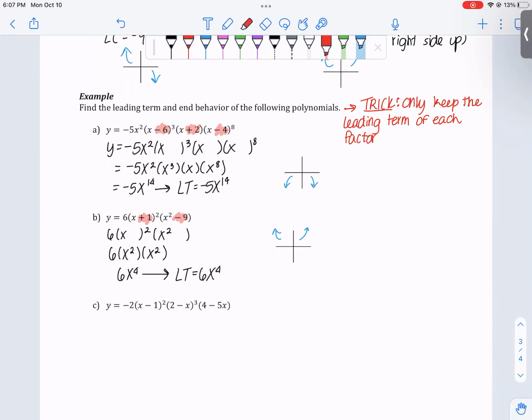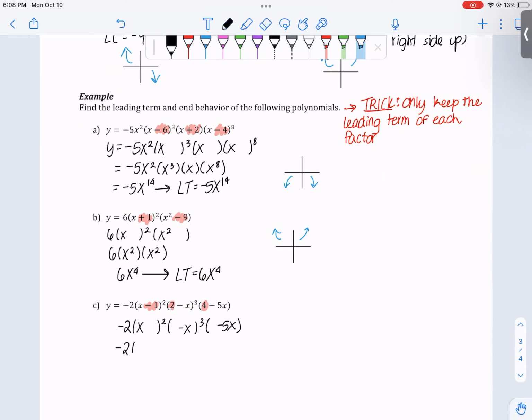Okay. For this last one, we're getting rid of the -1. Ooh, careful on this one. The x is here. Leave the minus on him. We're not getting rid of that. We want to keep the x portion and get rid of the 2. Same thing here, getting rid of the 4. So it would have been -2x minus 1 squared, 2 minus x quantity cubed, 4 minus 5x. But I'm getting rid of that, this, and that.